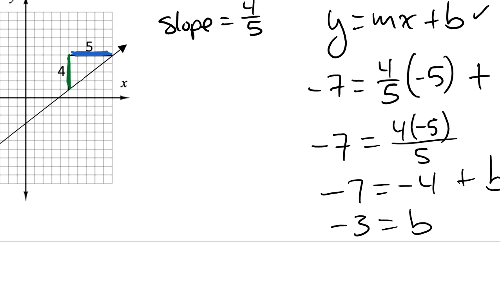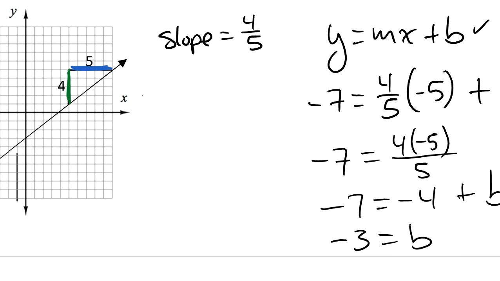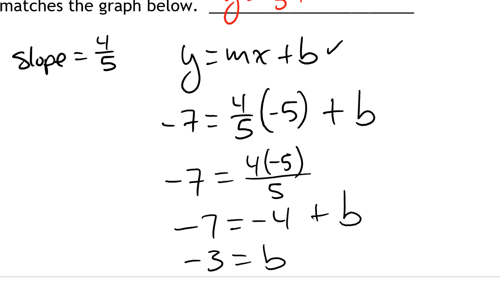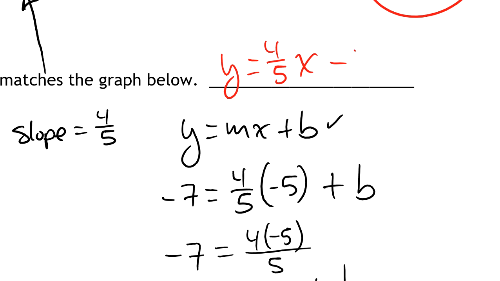So we know the equation of this line. It absolutely must be, and I'll write it up here on this line, y equals my slope, which was 4/5 x, and my y-intercept was -3, so I'll write -3.